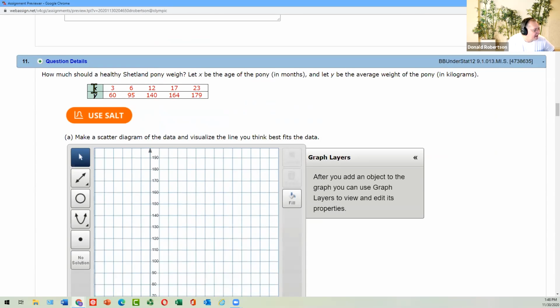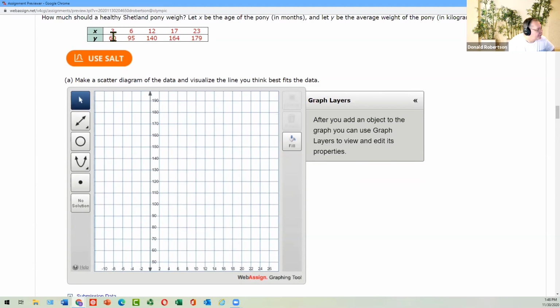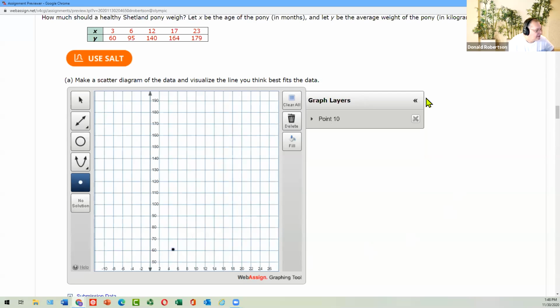But if you want to know, X is the age of a pony, and y is its weight, right? So they've got various, or maybe the same pony, whatever. So 3 and 60. Hit the dot and pick where you think 3 and 60 is and go click. And then go over here and hit it and change it to what it should have been. Right, so that's how you get the accuracy.